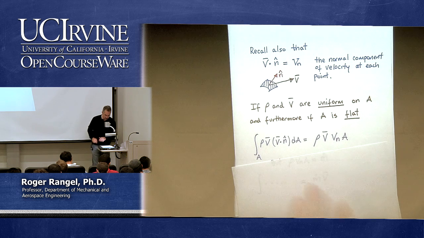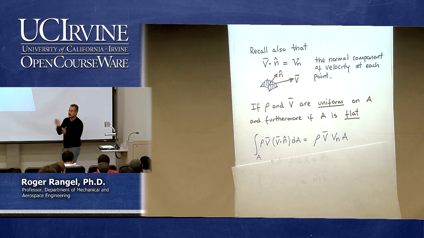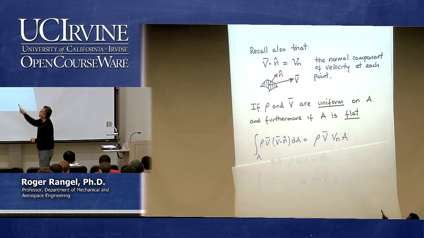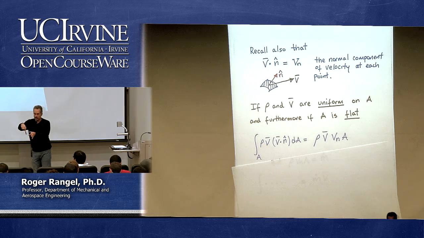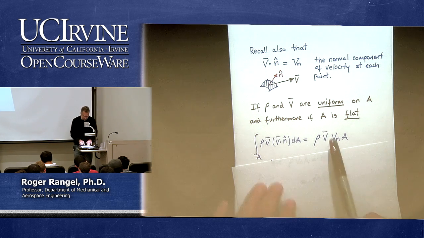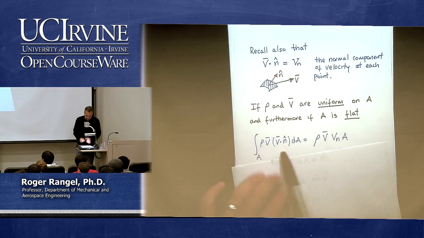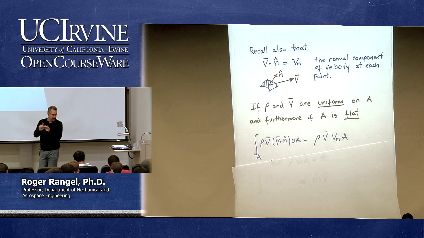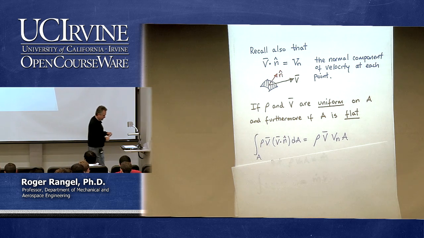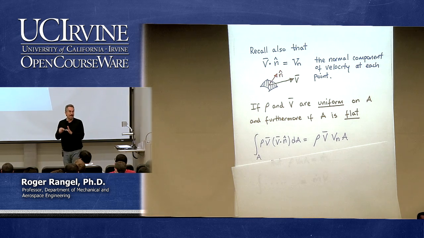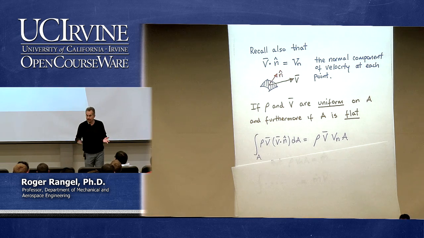Let's put it like that. Since everything is independent of the position on the area, I can take everything out of the integral because nothing changes across that area. So I take the density out, I take the velocity out, I take V dot n out, but I take what it is, which is V sub n, the normal component of the velocity. And then, of course, all that there is left inside the integral is the dA, and that integrates to A.